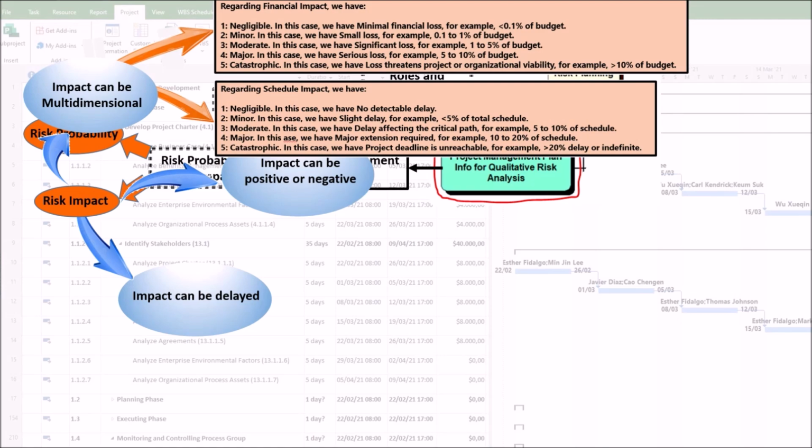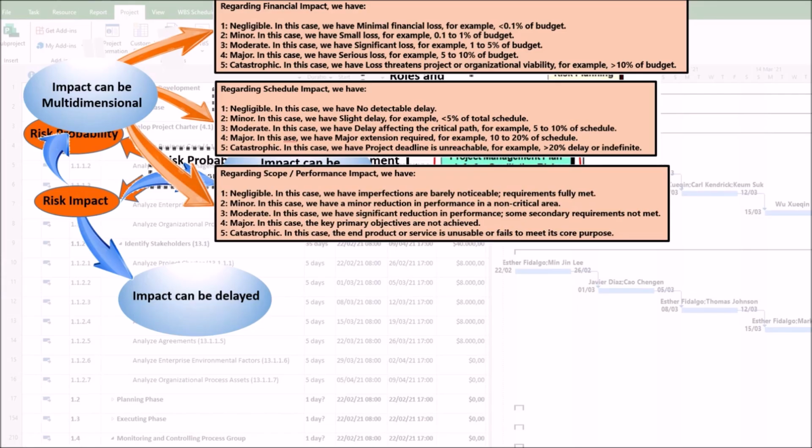Fourth, major. In this case, we have major extension required. For example, 10 to 20% of schedule. Fifth, catastrophic. In this case, the project deadline is unreachable. For example, greater than 20% delay or indefinite.